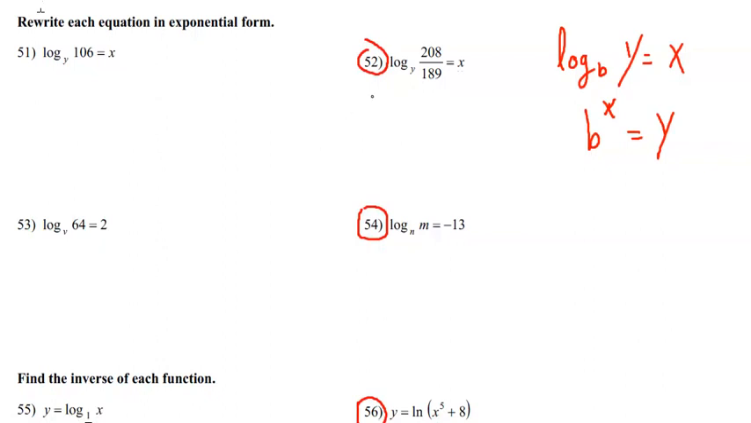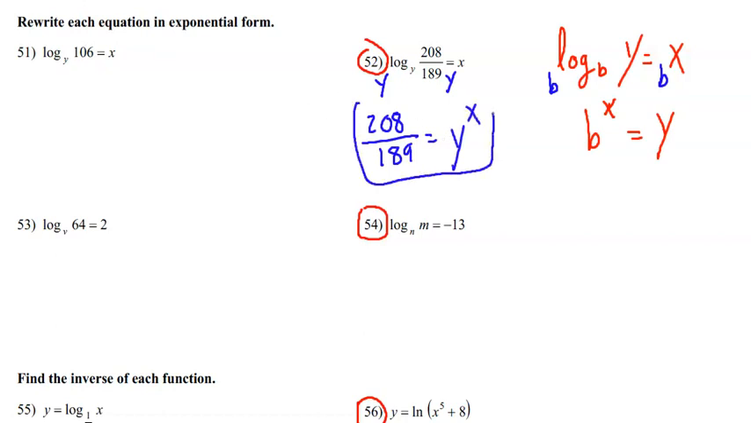So let's look at number 52. Log base y of 208 over 189 equals x. So to get from here to here, we base b each side, and then that gives you the result. So in this case, we're going to base each side by y. So then we have 208 over 189 equals y to the x power. And that would be your answer.